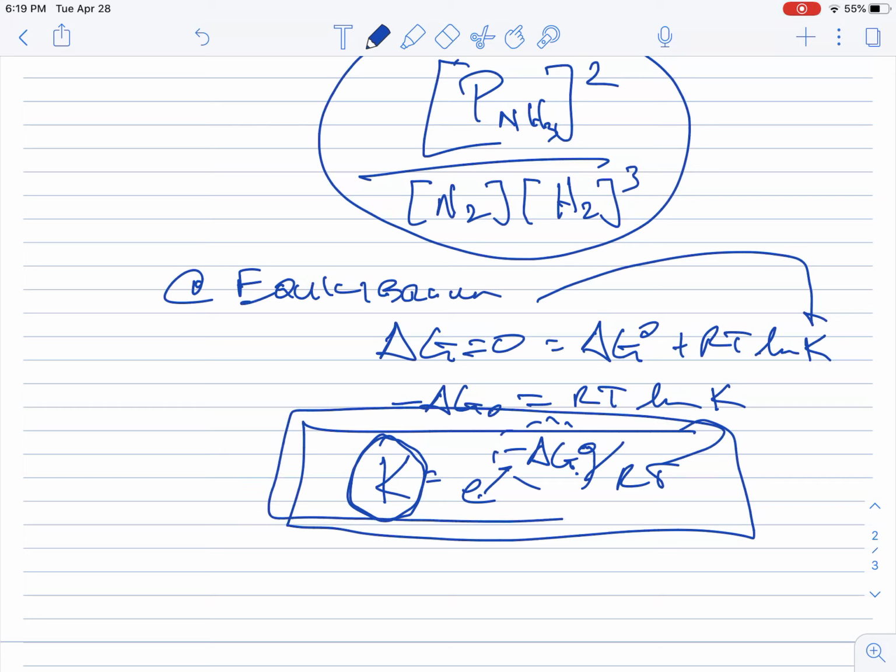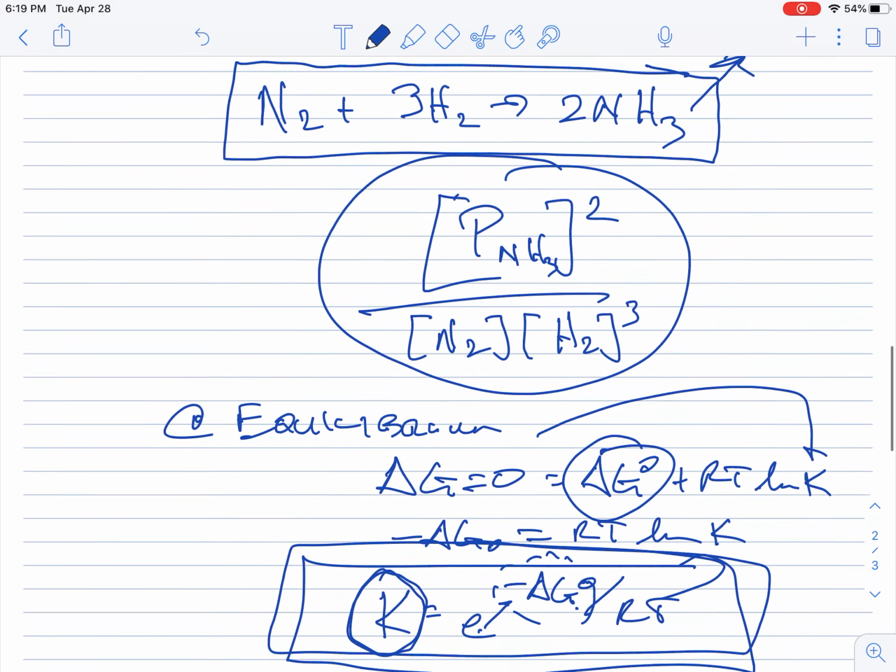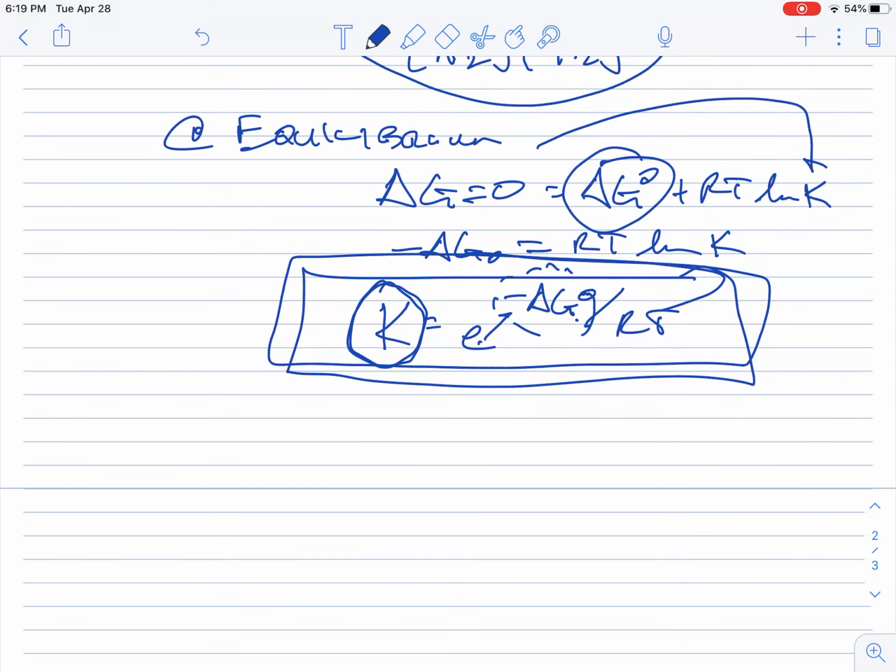So hopefully this shows how K relates to delta G and this whole idea of equilibrium. Now that we know how to calculate delta G naught, we could go through the math and find it. That delta G naught is going to be a negative value, and we can figure out what that value is. So here's kind of the summary.